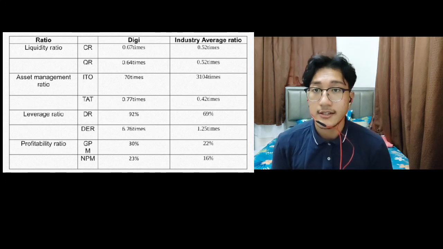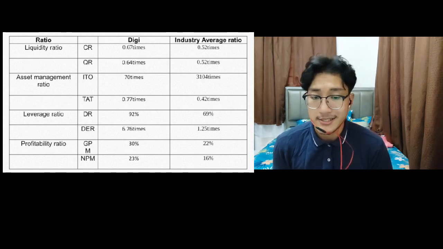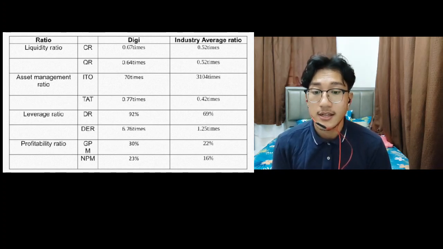For the second category is asset management. First one, inventory turnover ratio. The results show that the inventory turnover for Digi is lower than Maxis, which is 70 times. Compared to Maxis, the inventory turnover is 3,104 times.